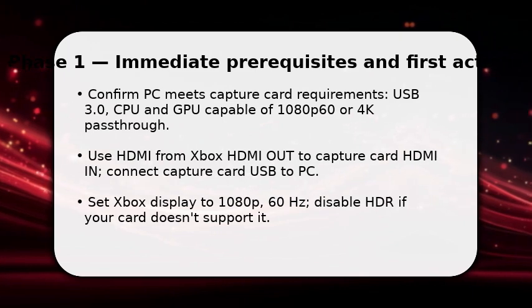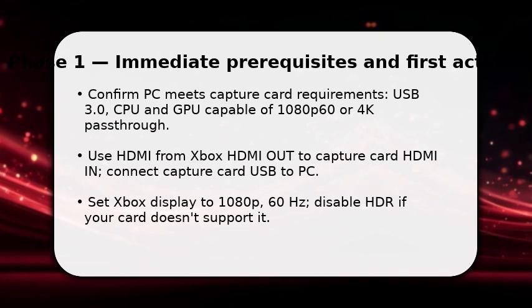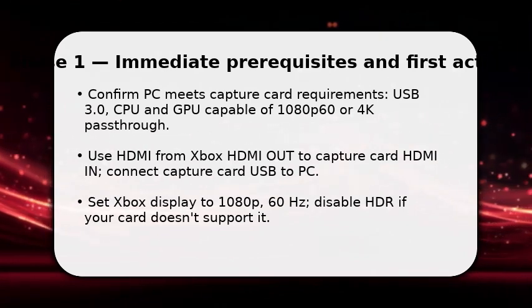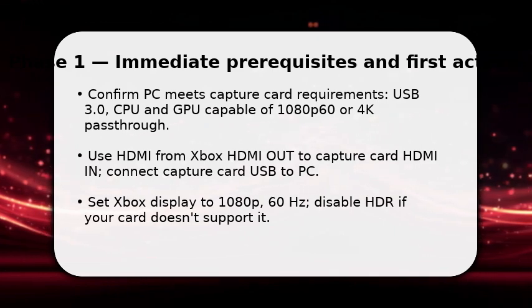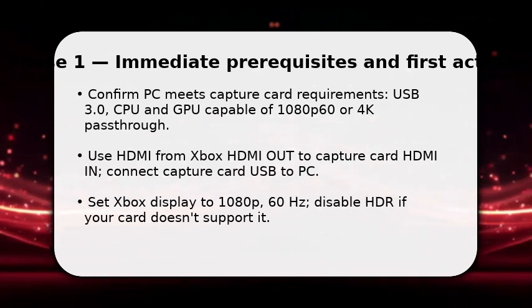Once done, set the Xbox to 1080p, 60Hz to match common capture presets. Disable HDR if the card or software can't handle it. Make sure the console is logged in and not in energy saver mode so signals are stable.